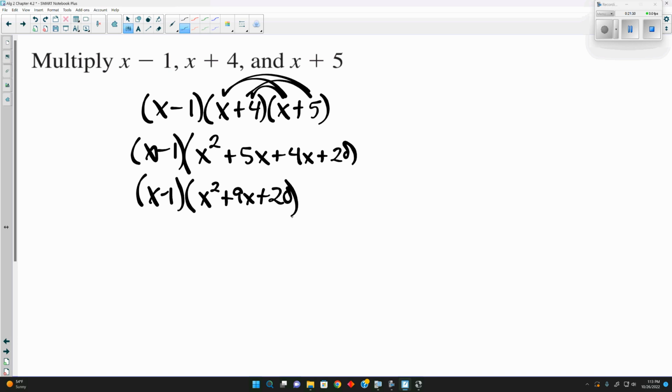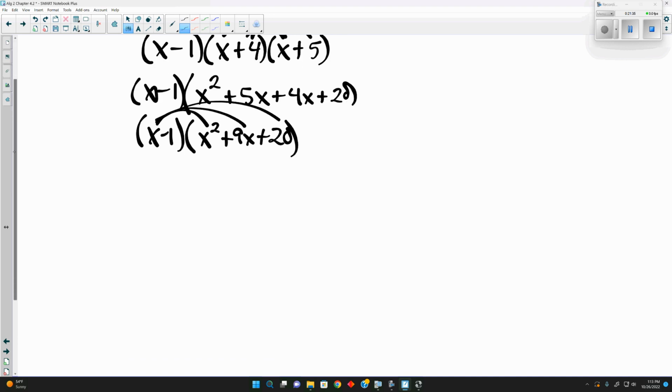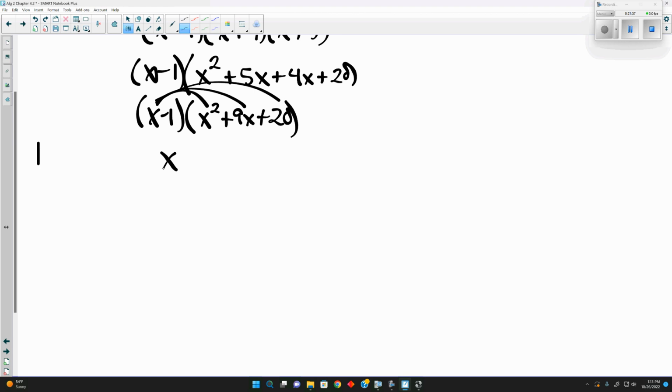Now we can just do this again. X times x squared is x cubed. X times 9x is plus 9x squared, and x times 20 is plus 20x. Then we'll do the same thing with negative 1. Negative 1 times x squared is negative x squared. Negative 1 times 9x is negative 9x. And negative 1 times 20 is negative 20.